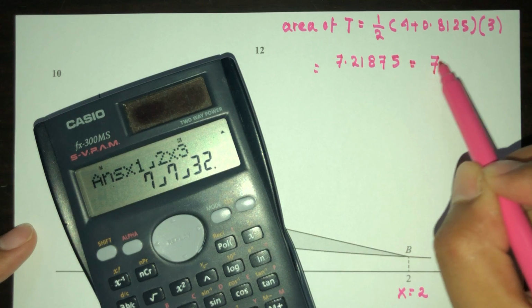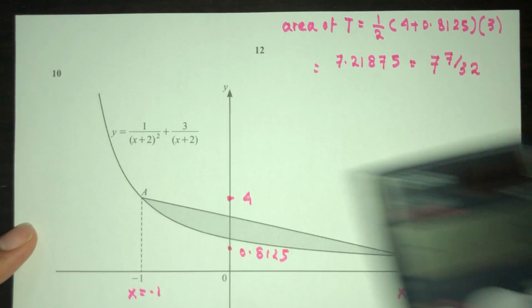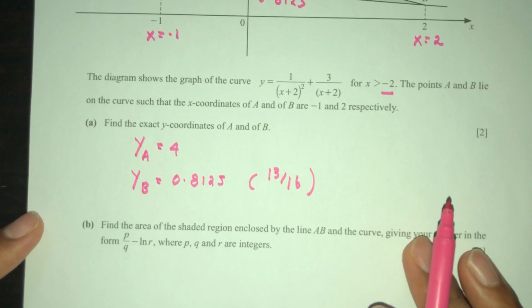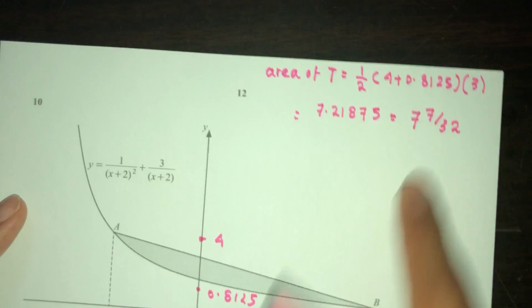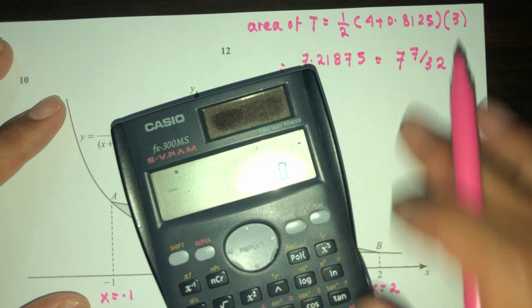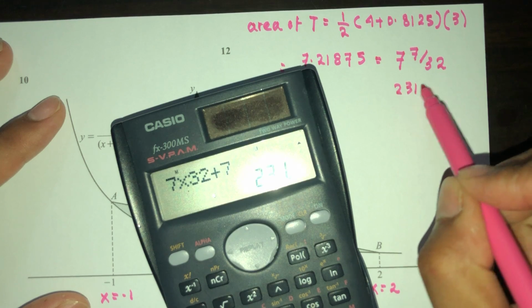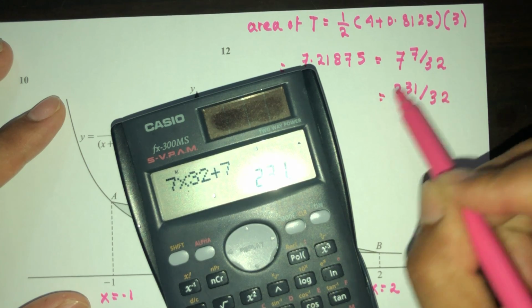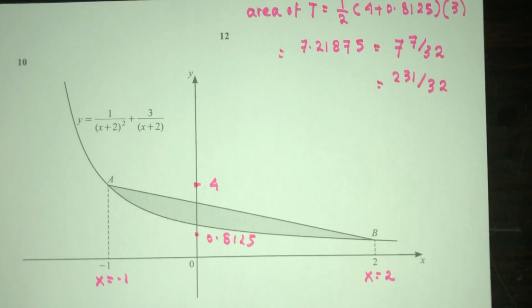Or you can write this one as a fraction. That will be 7 7/32. Again, the reason why we write it as a fraction is because the question is requiring you to write this in exact form. So usually that's the way to go, in fractions. So now of course we can simplify this. 7 times 32 plus 7, that will be 231 over 32. So same thing, this is in mixed form, this is in non-simplified form. Okay, that's the first step.